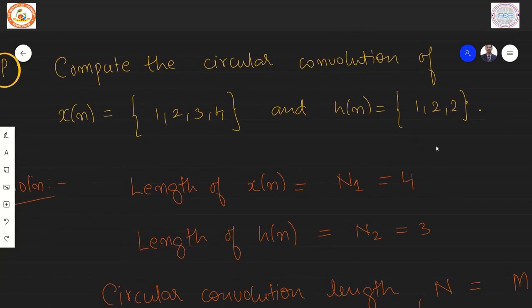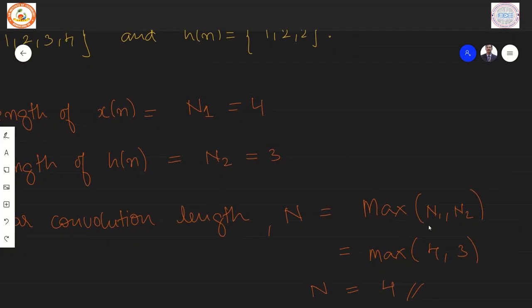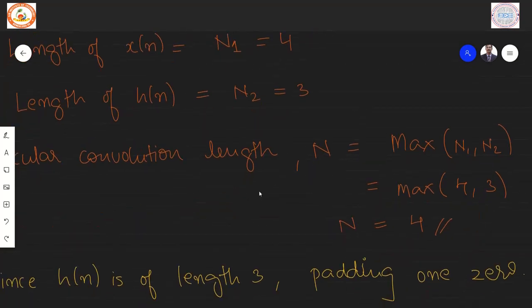Now, in a problem which is based on the circular convolution, it is important that both the sequences be made the same length. So we observe that the length of x of n here is N1, which is equal to 4. The length of h of n is N2, which is equal to 3. Therefore, the circular convolution length is given by capital N, which is the greater among the two. So the maximum of 4 and 3 is 4. So N is chosen to be 4.